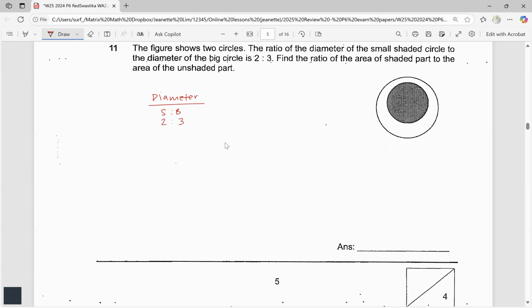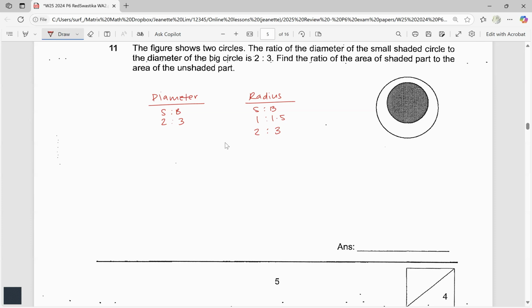Now, what about the radius? The radius is half of the diameter, right? So small to big. If the small is 2 units, then the radius will be 1. The big one, 3 divided by 2, is 1.5. Now, because you want whole numbers, you just multiply by 2, and you actually get back 2 to 3 again. That's the ratio of the radius.